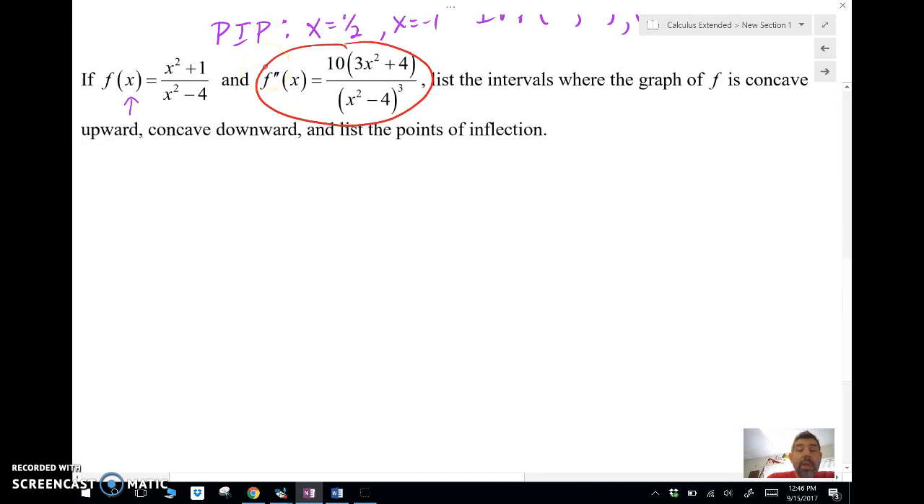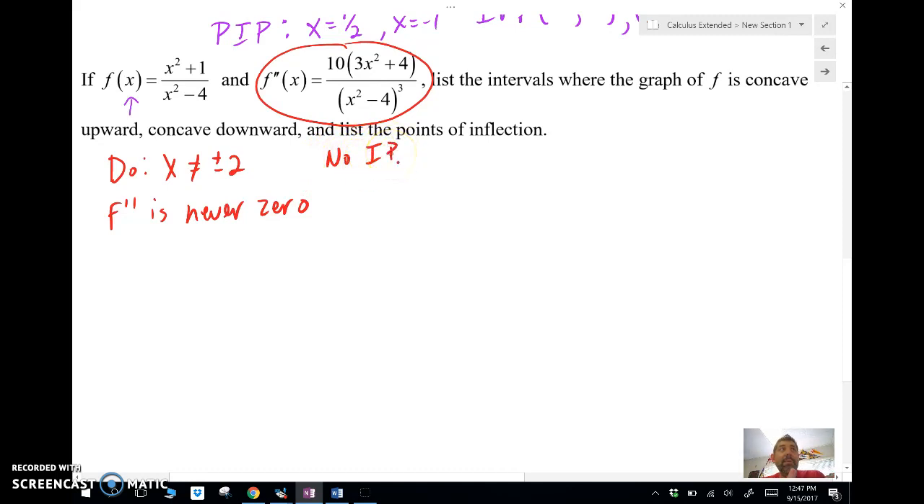So the first thing that I should notice is that the domain is that x cannot be equal to plus or minus 2. So I can't have any inflection points or possible inflection points there. If I try to set f double prime of x equal to 0, it won't equal 0 because if I set the top equal to 0, I can't solve that. So f double prime is never equal to 0. So I really don't have any inflection points, right? So there are no inflection points.